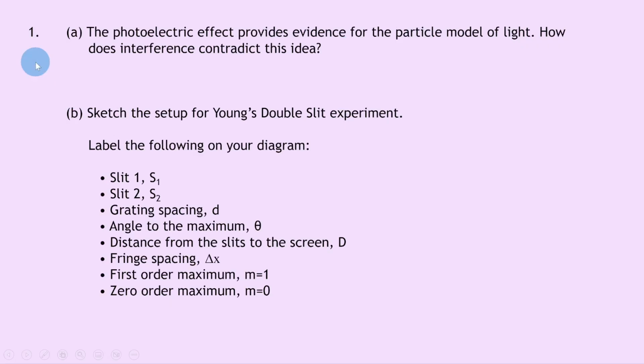So let's get going. Question 1a says the photoelectric effect provides evidence for the particle model of light. How does interference contradict this idea? Well, interference contradicts this idea because interference is evidence for the wave model of light, not the particle model. So this suggests that light behaves as waves, not as particles.